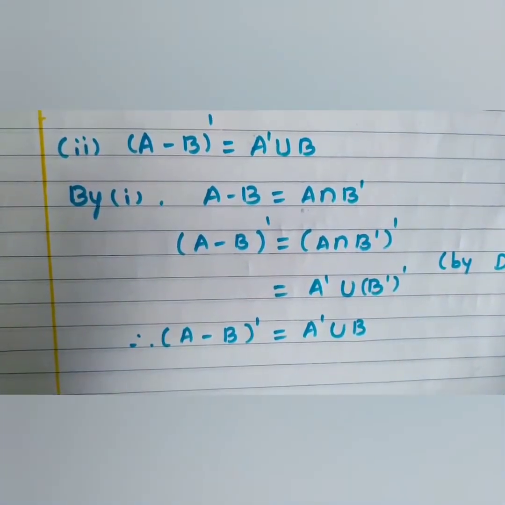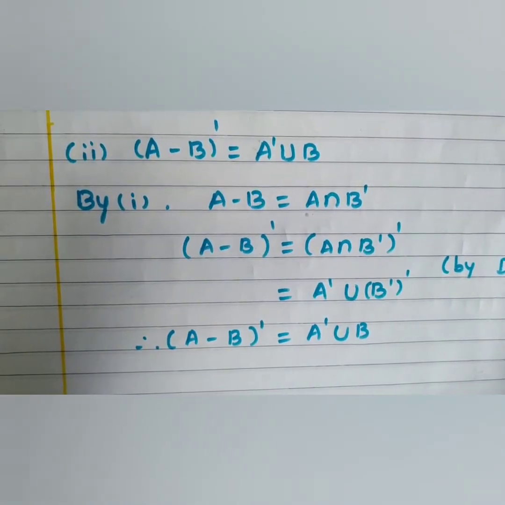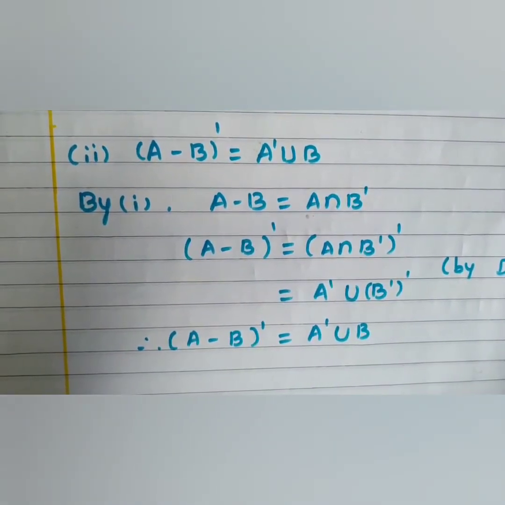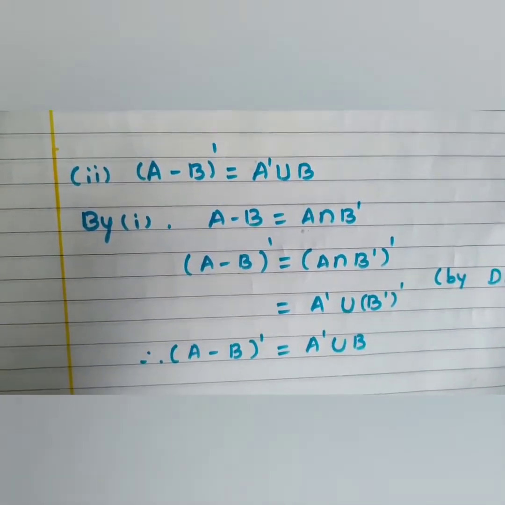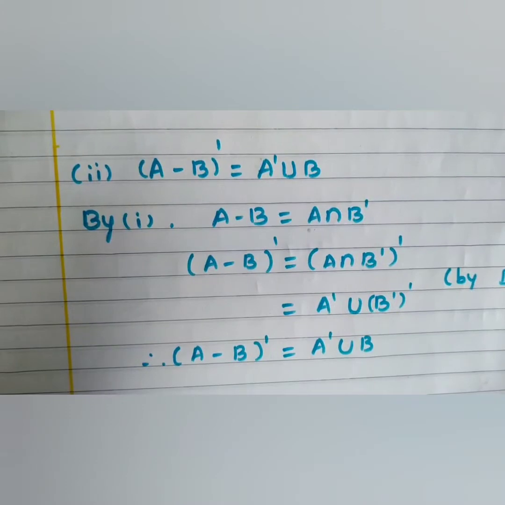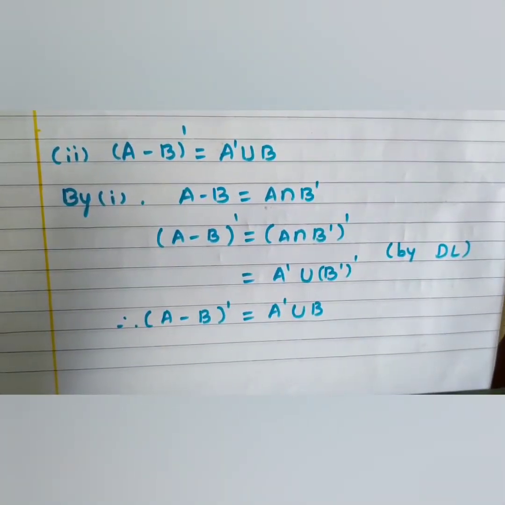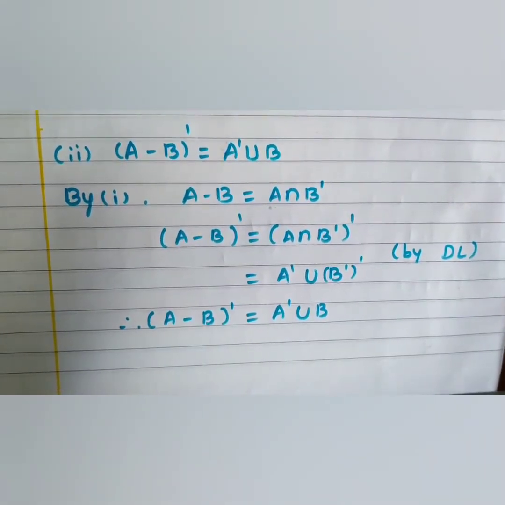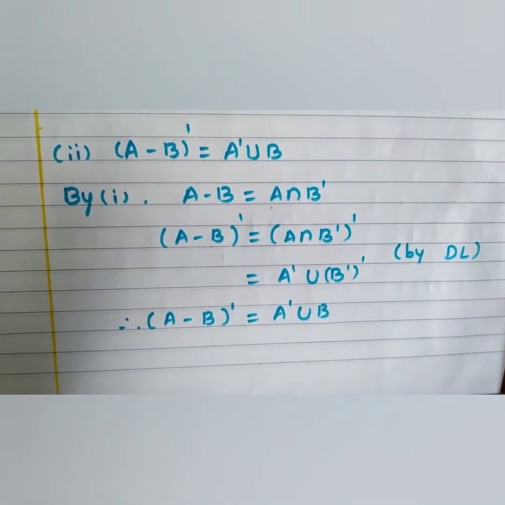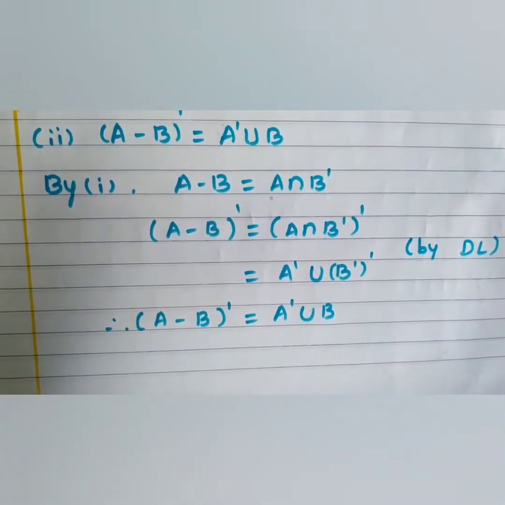What is A minus B? A minus B is A intersection B dash. The LHS part of the required result is A minus B dash. A minus B is already there, A intersection B dash. Taking complement on both sides, A minus B dash is A intersection B dash, whole bracket dash. That means the complement of A minus B is equal to the complement of A intersection B dash. The bracket dash is on the RHS.